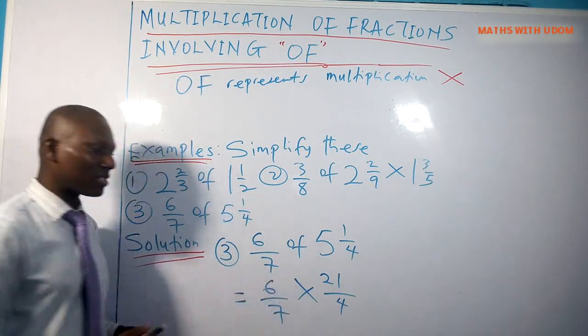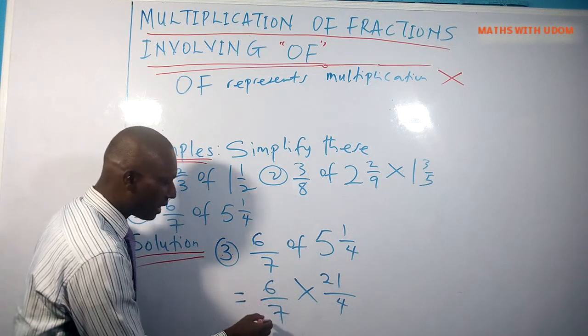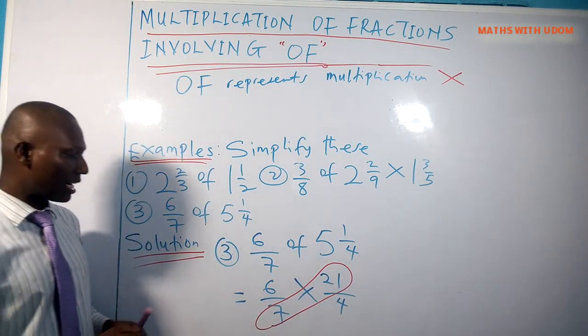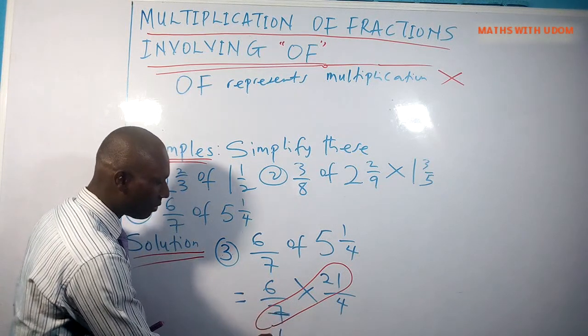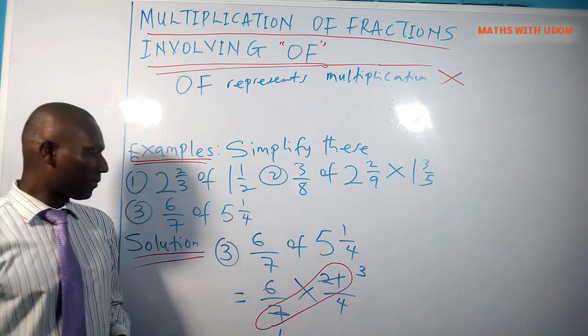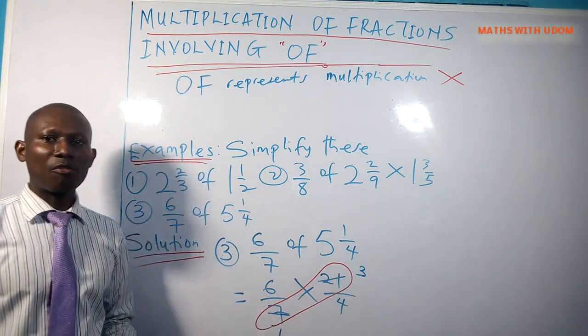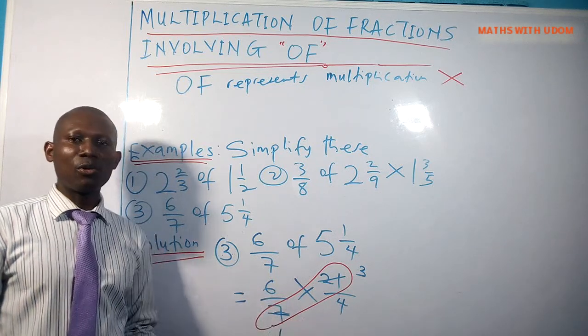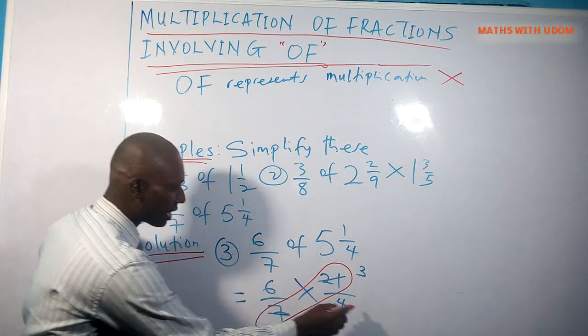Okay, cross cancellation. Now 7 and 21, they have common factors. Okay, so we cross and cancel them. 7 in 7, 1. 7 in 21, we have what? We have 3. Okay, what of 6 and 4? They have common factor. 2 is a common factor. 2 can go in 6, 2 can go in 4. So we cross and cancel them as well.